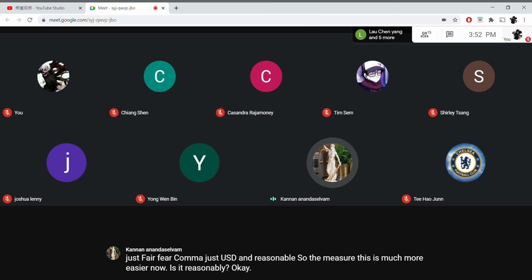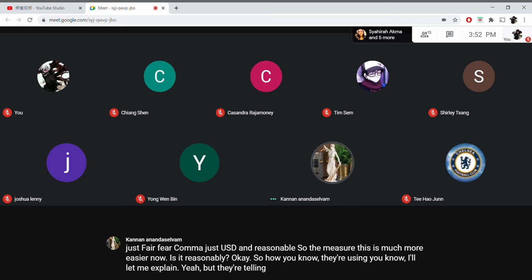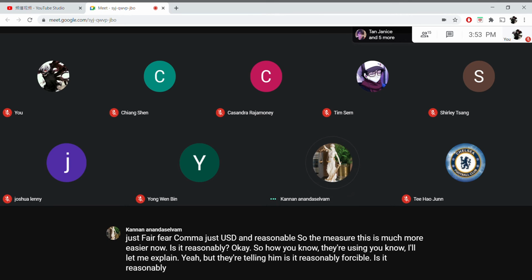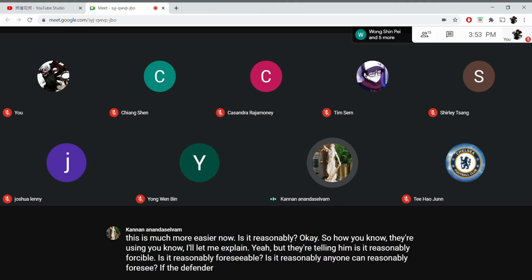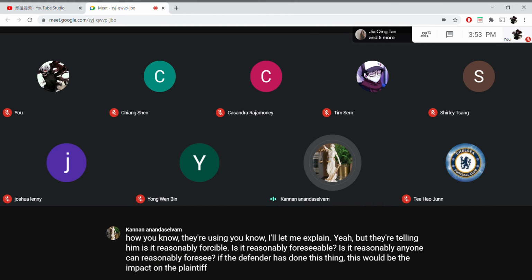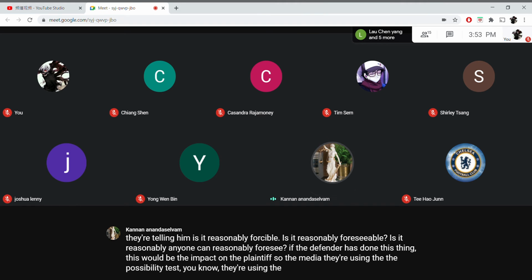Let me explain how they are using it. What they are telling is: is it reasonably foreseeable? Can anyone reasonably foresee, if the defendant has done this thing, what would be the impact on the plaintiff? So they are using the possibility test to establish.